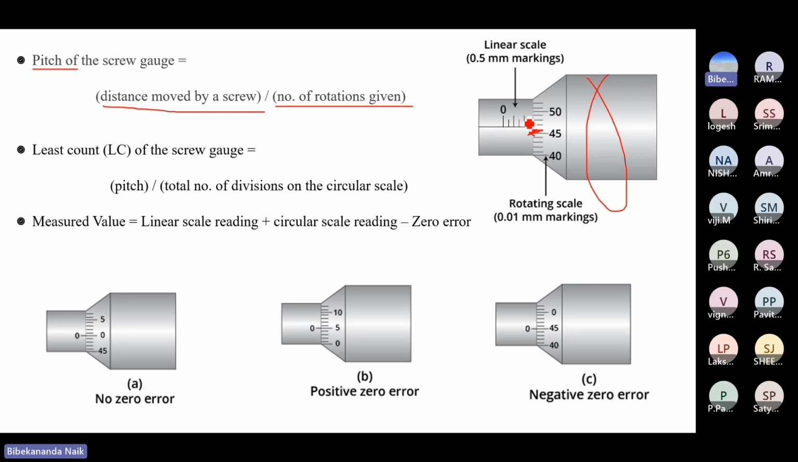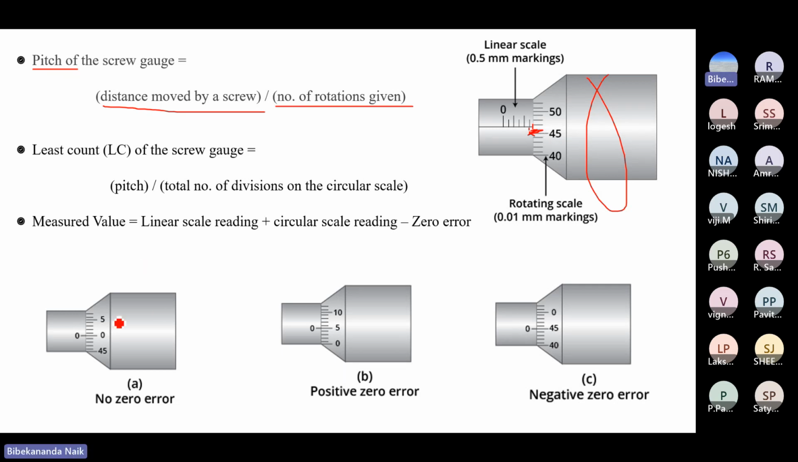Suppose here, the main scale reading will be how much? It is 1, 2, so it is 2.5 mm. So the main scale reading is 2.5 mm, and that coincides with this 45 or 46. So 46 is the circular scale division, and when you multiply it with the least count, it gives the circular scale reading. And if there are any zero errors, then we subtract that zero error.